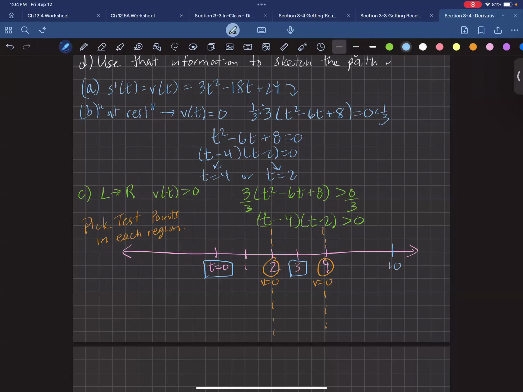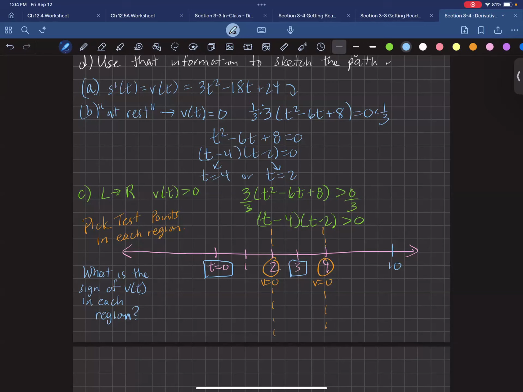And what we do is we plug them in right here, and we just want to know what is the sign of v of t in each region. It has to stay the same over the whole region.